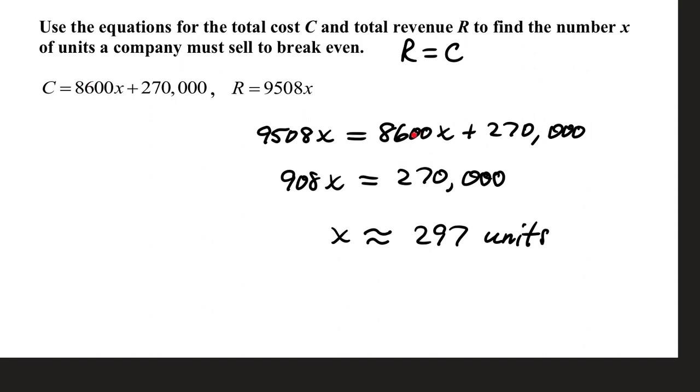Solve for x, subtract 8,600 from both sides. 908x equals 270,000. Divide by 908, and if it doesn't come out to a whole number, just round to the nearest whole number. For this one, that's 297 units.